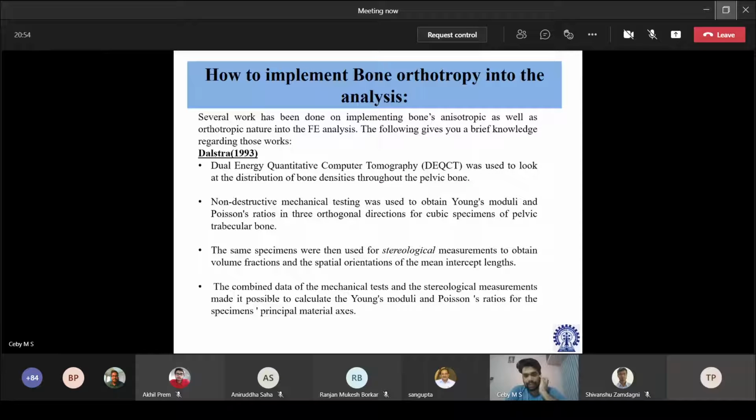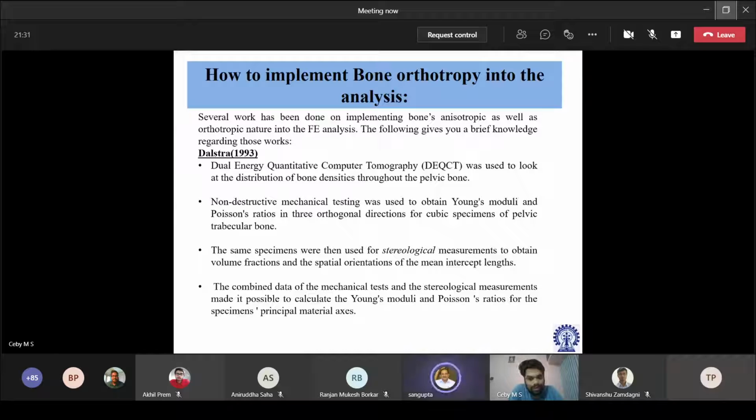Here he has experimentally found the Young's modulus in 3 orthogonal directions. As we all know, how many elastic constants are there in bone orthotropy? Can anyone tell? 9. Okay, fine. So for the Young's modulus, we have E1, E2, E3, which are in the principal directions. So first we have to get the values for this Young's modulus. For that, he did non-destructive mechanical testing.